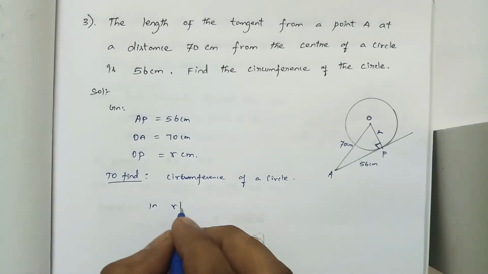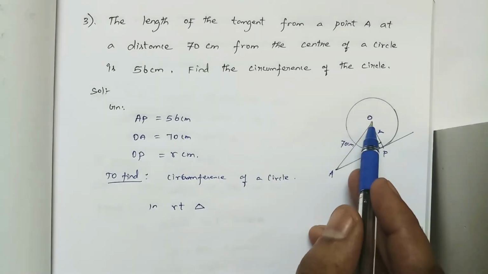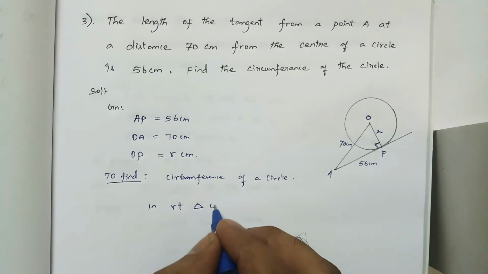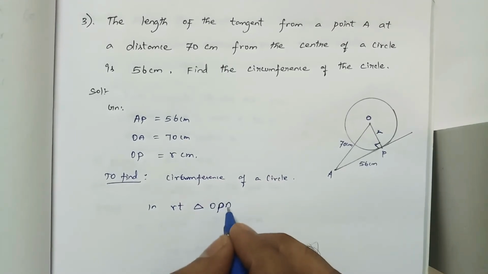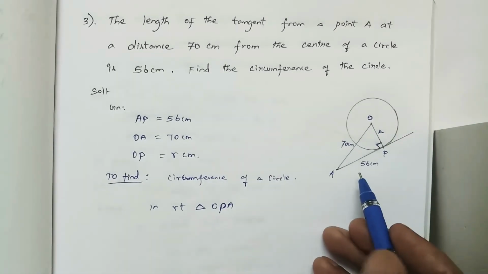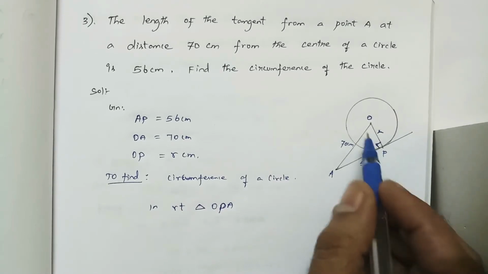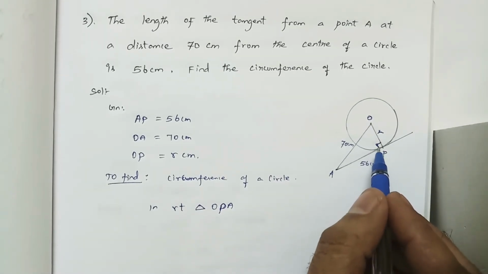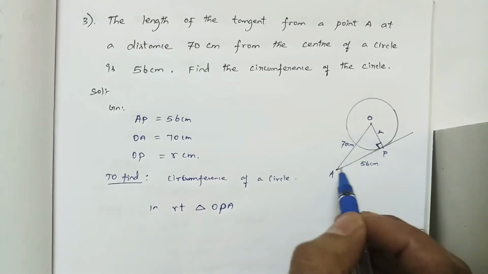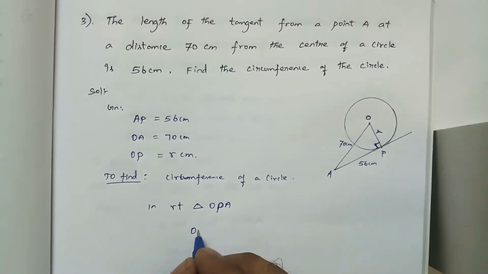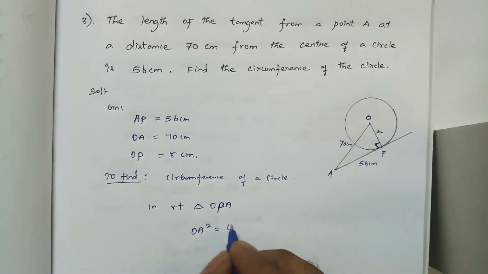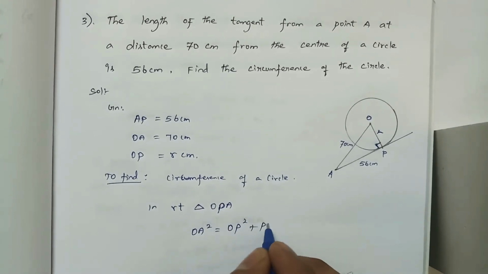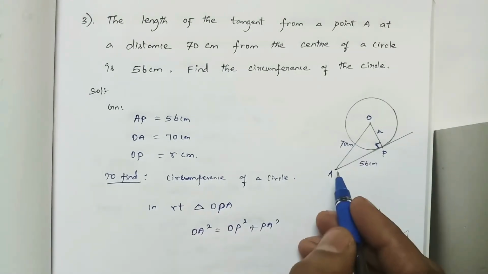In right triangle OPA, which is the hypotenuse side? The hypotenuse is OA, and this is the right angle. Opposite to the right angle is the hypotenuse. So OA square is equal to OP square plus PA square.